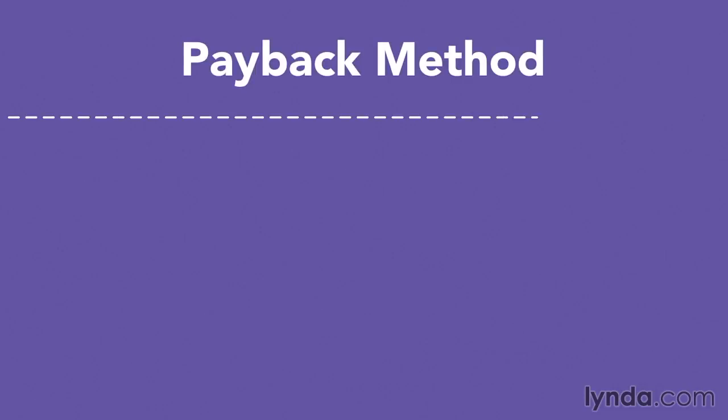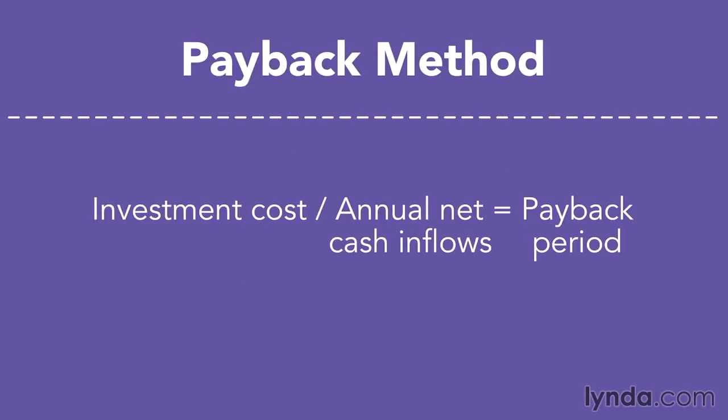Assuming that the payback period is to be computed in years, although actually any time period can be applied, and that equal cash flows are generated for each period, the simple formula for a project's payback period is: we take the investment cost and we divide it by the annual net cash inflows. The result will be our payback period.